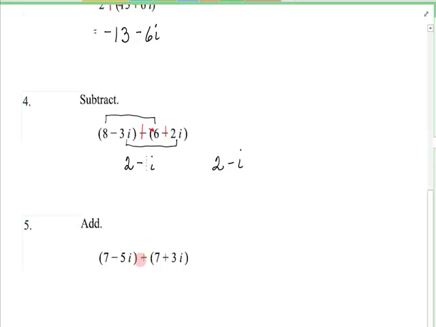Last one, it's addition. Add the real parts. That gives me 14. Add the imaginary parts, negative 5i, positive 3i, for minus 2i. All right, adding and subtracting complex numbers is that simple. Combine the real parts, combine the imaginary parts. Be sure to do your sign changes when it is a subtraction problem.